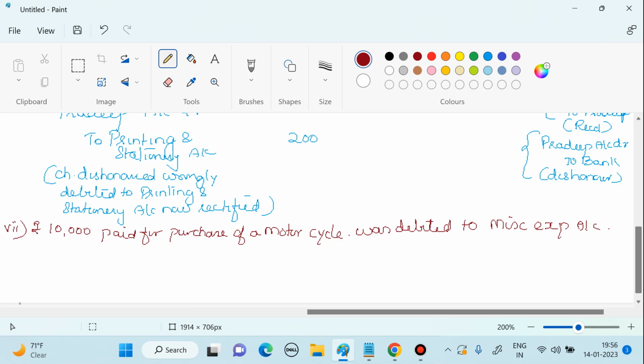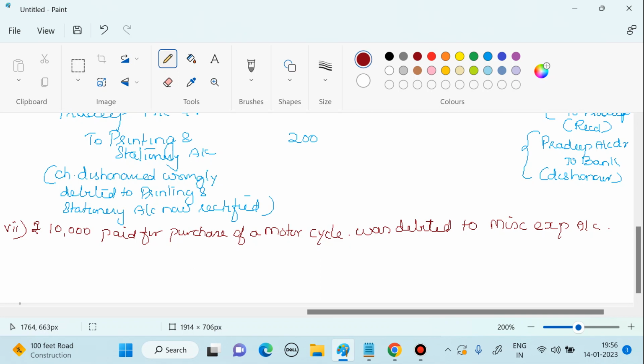So looking at the solution, I find that they have treated it as for personal use here. They debited drawings account. So we assume that this motorcycle has been purchased for personal use. So from the business, he took out 10,000 to pay for the motorcycle, which he is going to use for his personal purpose. So it should have been debited to drawings account. But it got debited to miscellaneous expense.